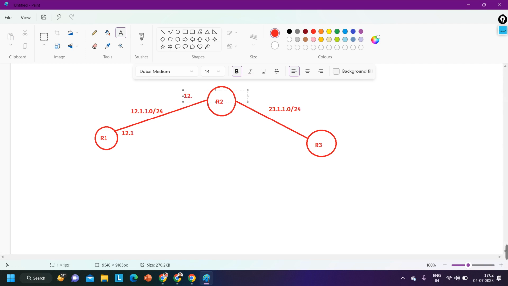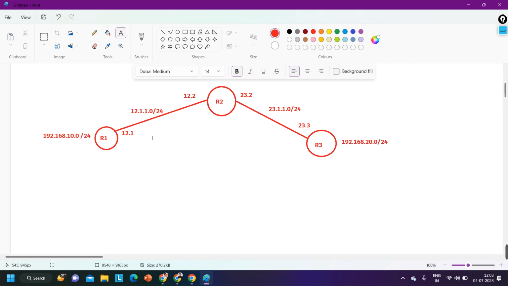Guys, these things should be clear to you. Yes or no? Is it clear to everyone? Yes, because we have discussed it lots of times. Here the IP address is, let's say, 23.2, and here the IP address is 23.3. Done. Now router 1 has one network, 192.168.10.0. Here router 3 also has one network, 192.168.20.0/24. Here also /24.